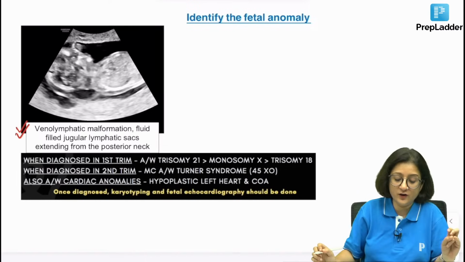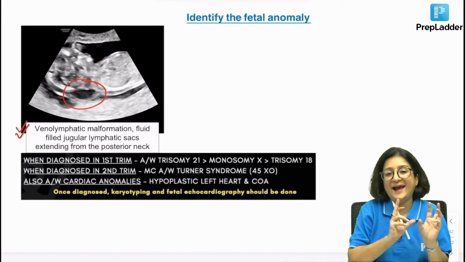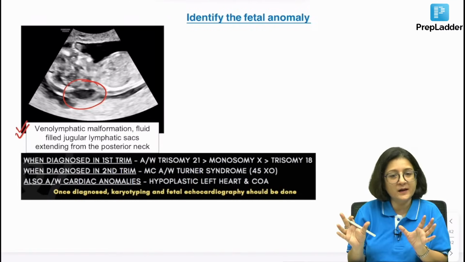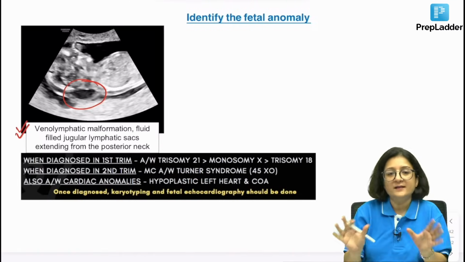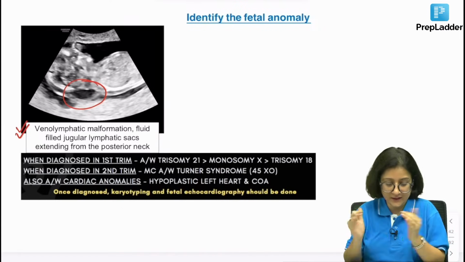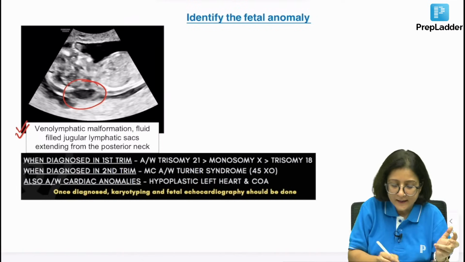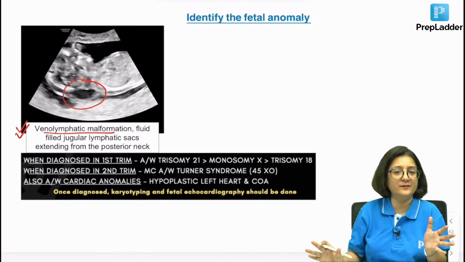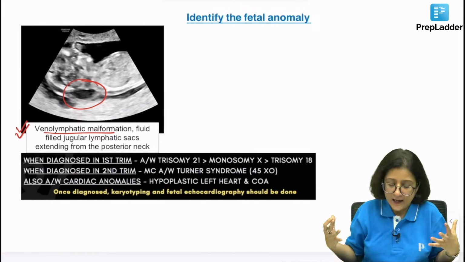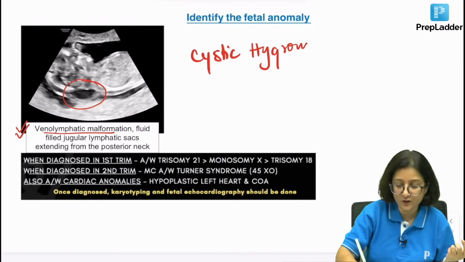Yes, we have a venolymphatic malformation. So this is different from the nuchal translucency. You may think it is looking similar. Please don't get worried. They will not ask you to identify whether this is nuchal translucency or a venolymphatic malformation. They'll probably give you some hint. They may tell you that there is a venolymphatic malformation, or that these are enlarged jugular sacs, right? And this is cystic hygroma. Okay.